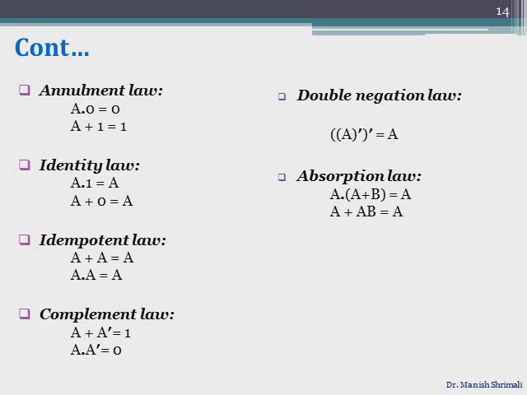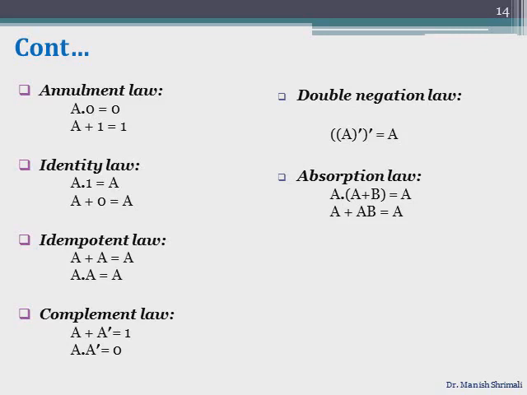In the case of a plus 1, if I take a equal to 0, then 0 plus 1 gives me 1. If I take a equal to 1, again 1 plus 1, we know that in digital or binary it gives 1. So this is what the annulment law is. Similarly, the identity law can be proven by taking the same approach as I did here. For example, if I take a equal to 0, it will give me 0 into 1, which is 0.